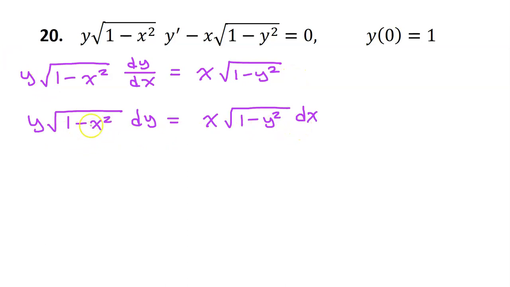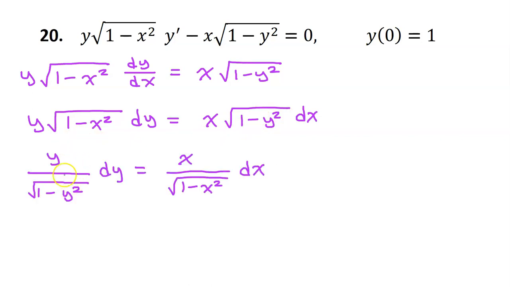I want all of my y's on the left and x's on the right. So I really want this radical 1 minus x squared to be over here. And I really want the 1 minus y squared square root to go over here. So let's divide both sides of the equation by each of these radicals. So the radical 1 minus x squared is going to end up in the denominator over here, and the radical 1 minus y squared will end up in the denominator over here. Now that we have all of the y's on the left and the x's on the right, we can integrate both sides of the equation.